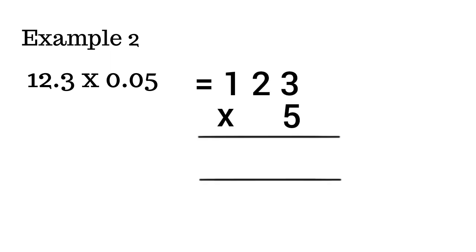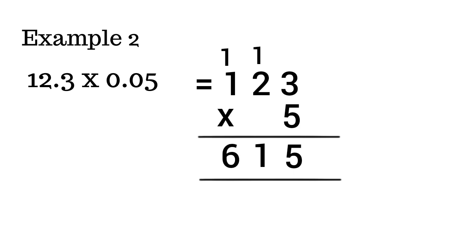Example 2. 12.3 times 0.05. We will take out the points and we will have 123 times 5. 3 times 5 is 15. We write 5 and carry 1. 2 times 5 is 10 plus 1, 11. We write 1 and carry 1. 5 times 1 is 5 plus 1, 6.